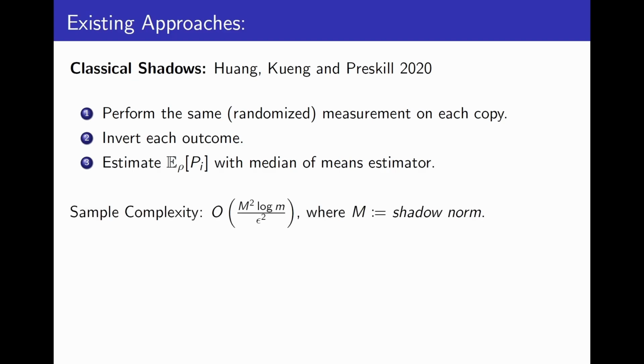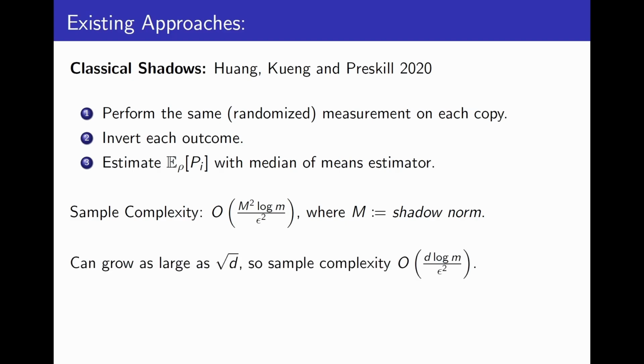This algorithm works when the number of copies is capital M square log m over epsilon square. Here, capital M is a quantity called the shadow norm, which depends on both the chosen distribution as well as the list of POVM elements. In general, for certain distributions, this can grow in the worst case to square root d, which can make the overall sample complexity d log m over epsilon square. This is optimal in m and epsilon, but very suboptimal in d.